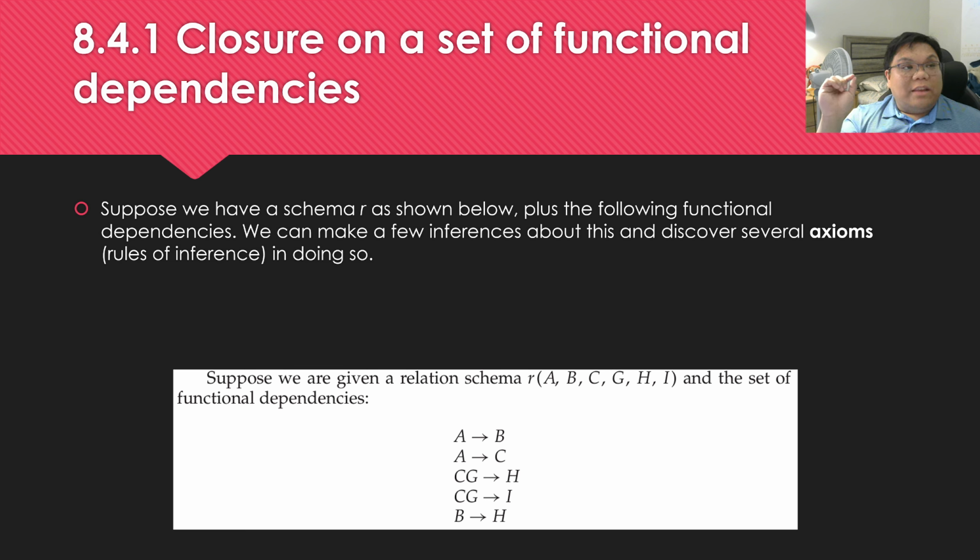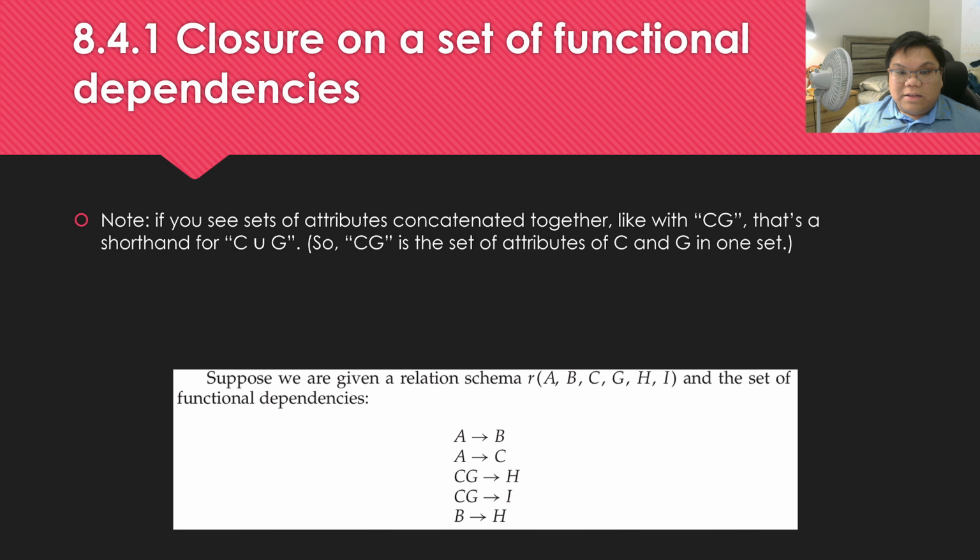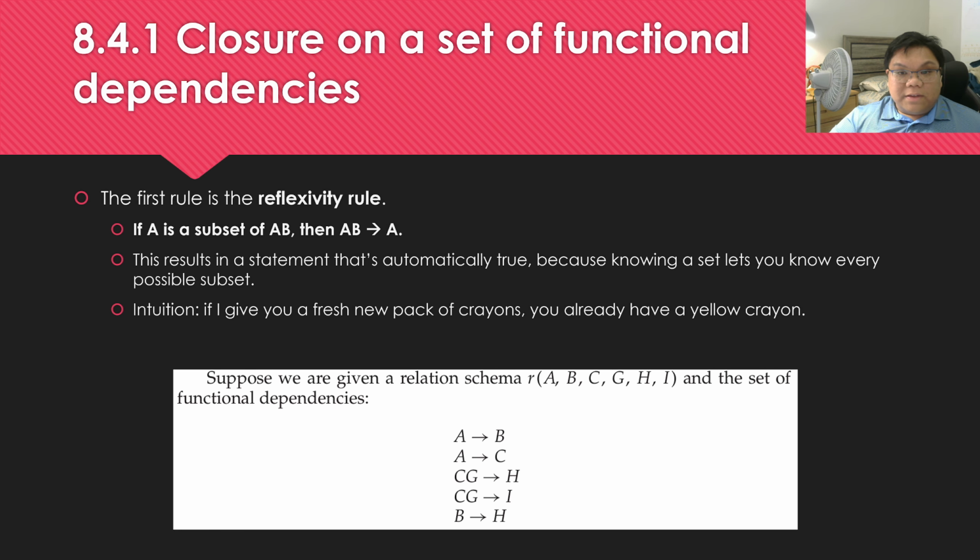And we're gonna do that using 6 different rules of inference. Also, when you see CG written like that with nothing in between, that's just a shorthand for C union G. So CG is the set of attributes of C and G. So the first rule we're going to look at is called the reflexivity rule. If A is a subset of AB, then AB determines A.